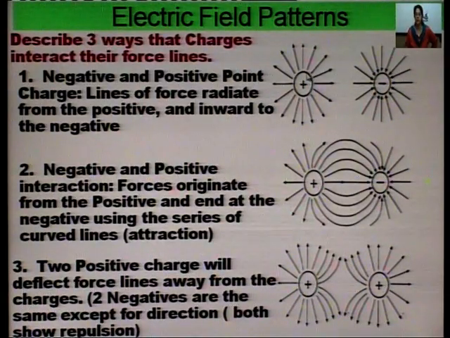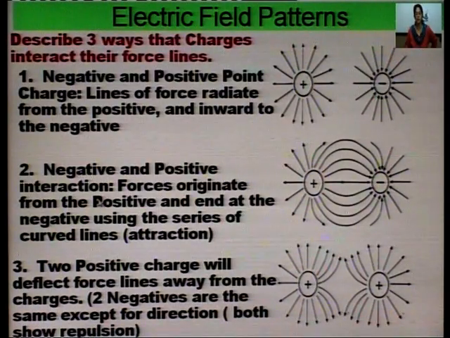For a positive charge, the electric field pattern or electric lines of force are radially outwards. For a negative charge, they are radially inward. When a positive and a negative charge are placed together, the lines start from the positive and end on the negative. And if two similar charges are there, then there is a force of repulsion between the two charges. For negative and positive point charges, lines of force radiate from the positive and go inward to the negative. So outward for positive, inward for negative.